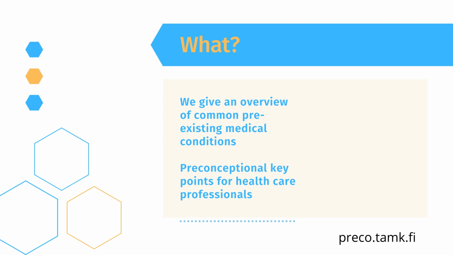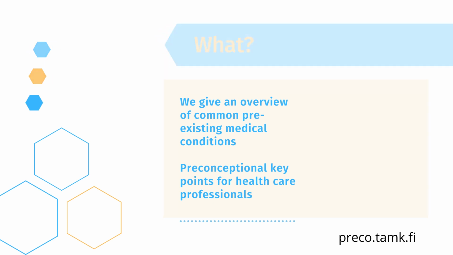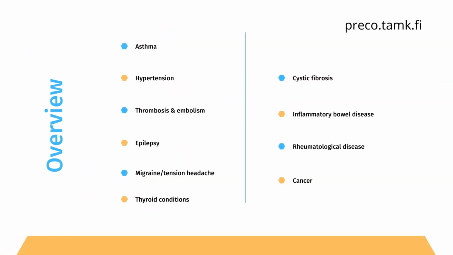Because an optimal pregnancy timing is important for women with chronic conditions, the use of contraception is our last key point. Which conditions will be handled? We handle asthma, hypertension, thrombosis and embolism, epilepsy, migraine and tension headache, thyroid conditions, cystic fibrosis, inflammatory bowel disease, rheumatological disease, and cancer.